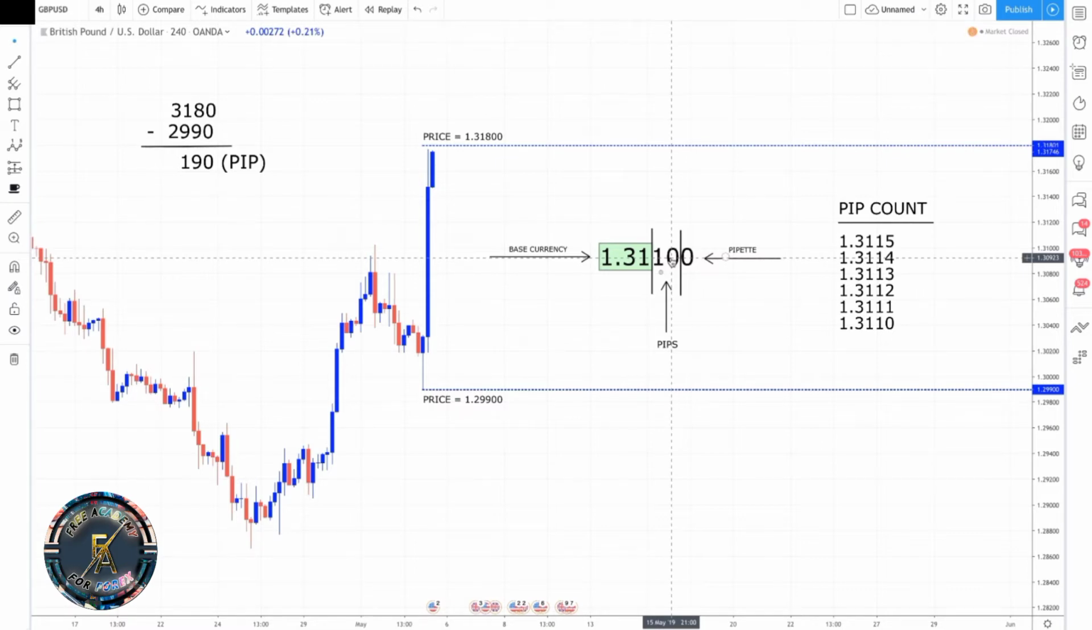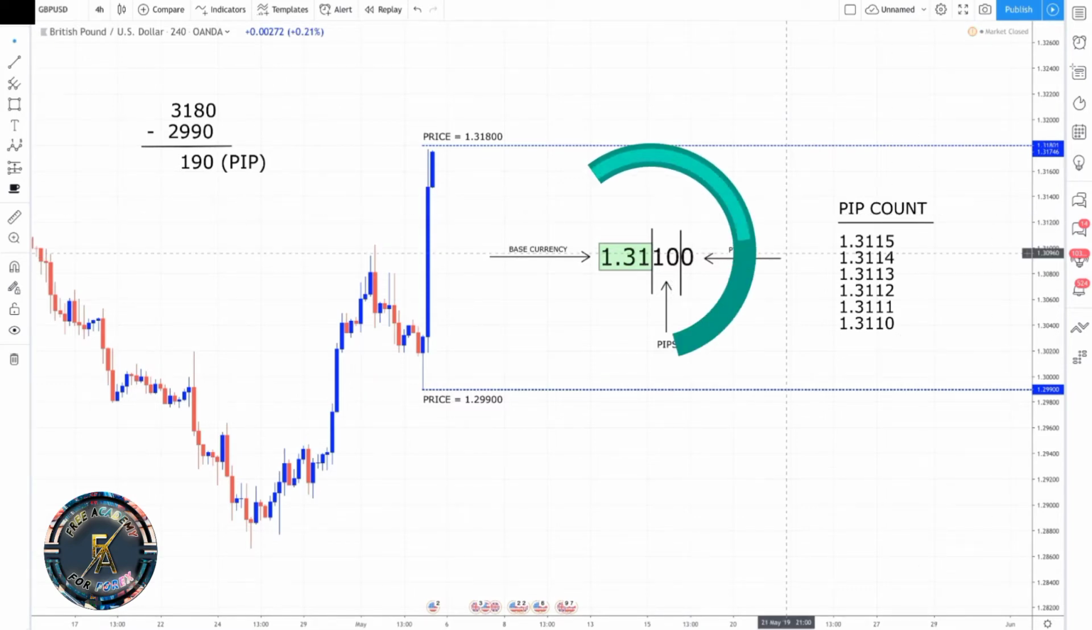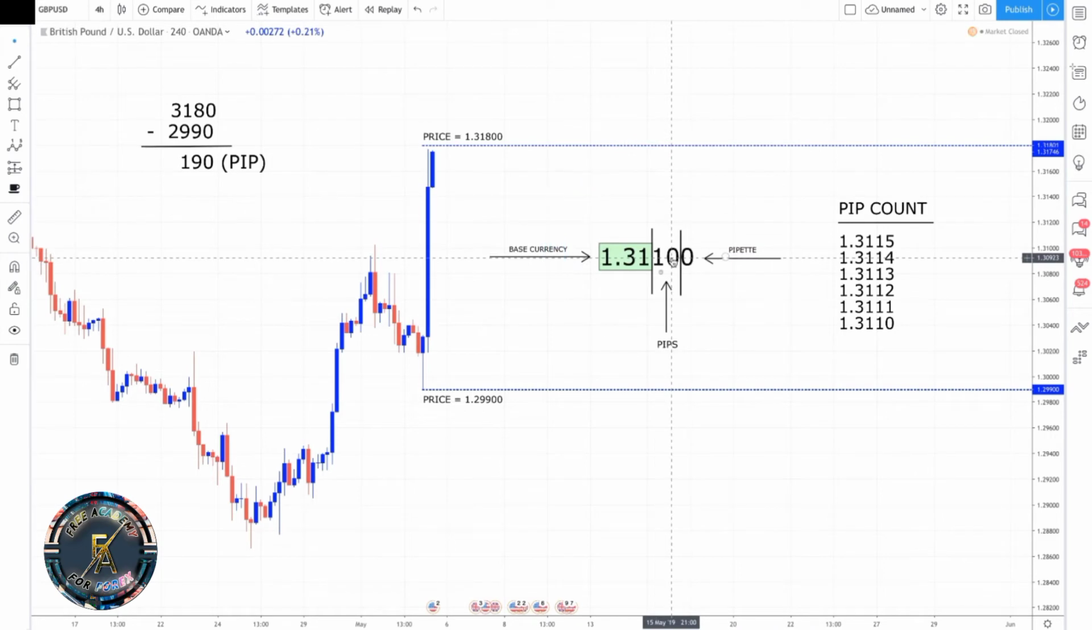Now, to better understand pips, let's break down what the price actually looks like and how to read it. Any time we get a price, it is broken up into 3 parts. We have the base currency, which is the numbers before the decimal and the 2 numbers after the decimal. This is the base currency of exchange for the country that's getting traded. In this example, we're on the Great British Pound for the US dollar. That means it is at an exchange rate of $1.31 to the British pound.